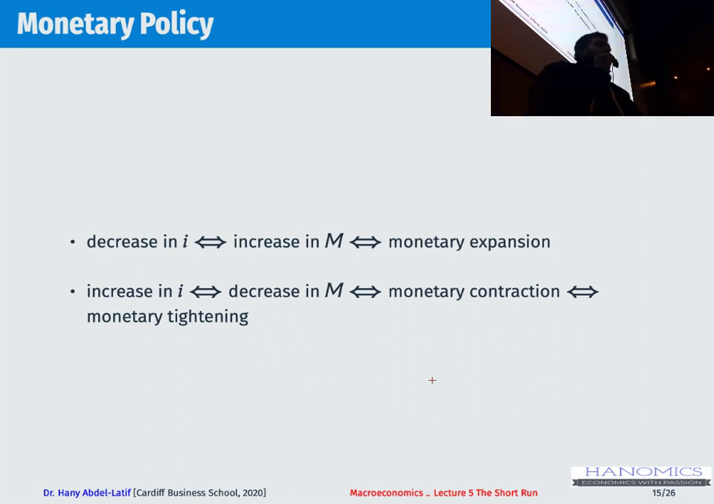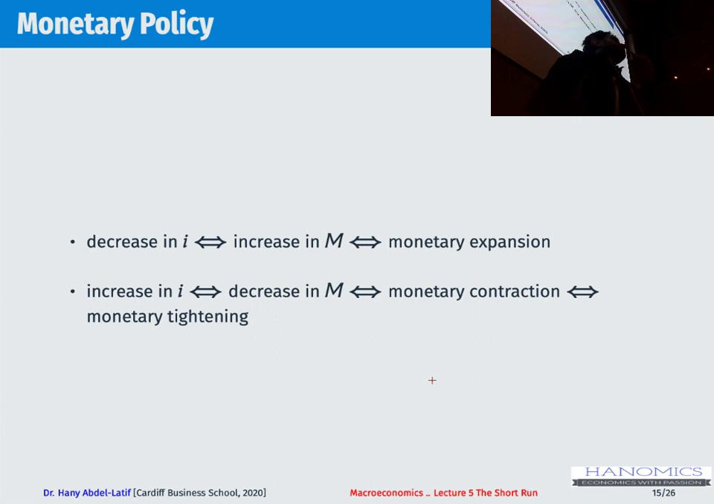If we have a monetary contraction, that means the central bank chooses to increase the interest rate, so they need to decrease money supply. And to decrease money supply, they need to go to the bonds market and sell bonds. In that case, it's called monetary contraction or monetary tightening. So how is this going to affect our equilibrium?